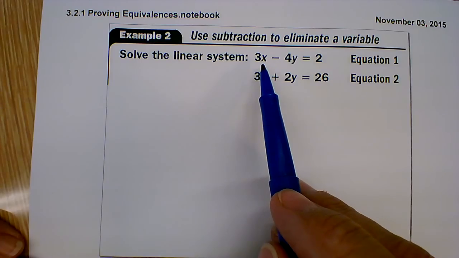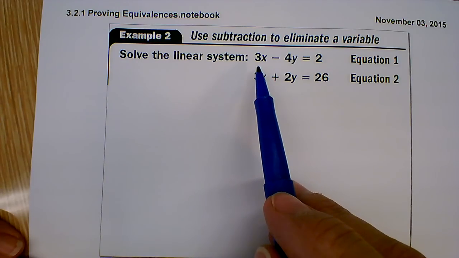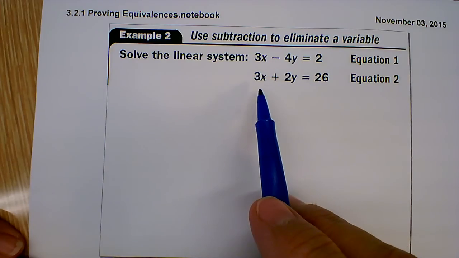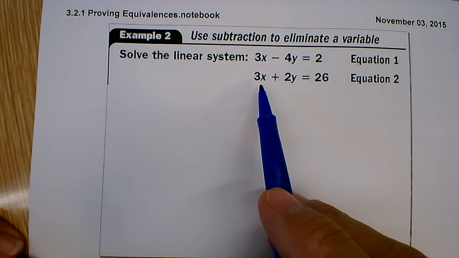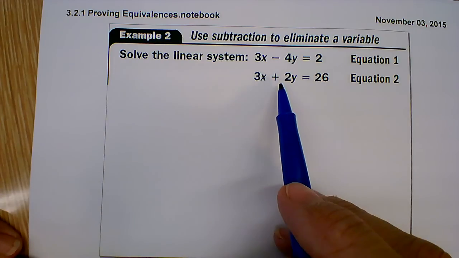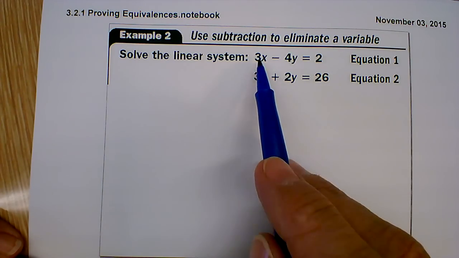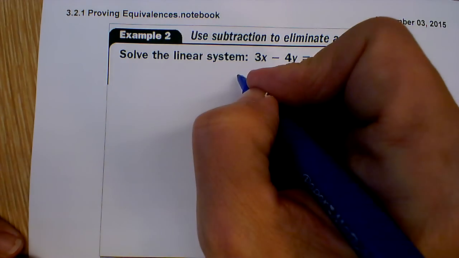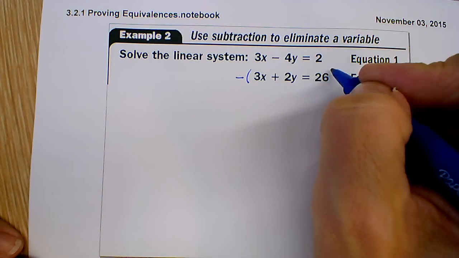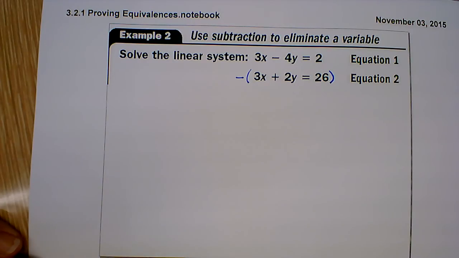Now what I notice about this is that the coefficient in front of my x in my first equation is 3 and the coefficient in my second equation in front of x is also 3. So if I added these together, I'd get 6x. That doesn't eliminate the x. And we know if I added these, that would not eliminate my y. So what I realize I can do is I could subtract equation 2 from equation 1. Now this gets tricky because you have to subtract the entire equation.